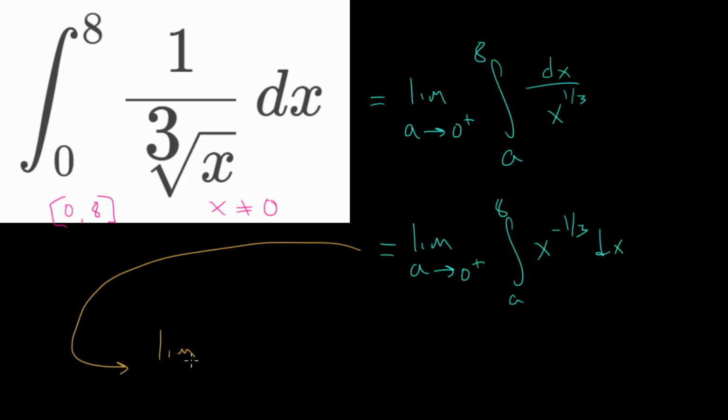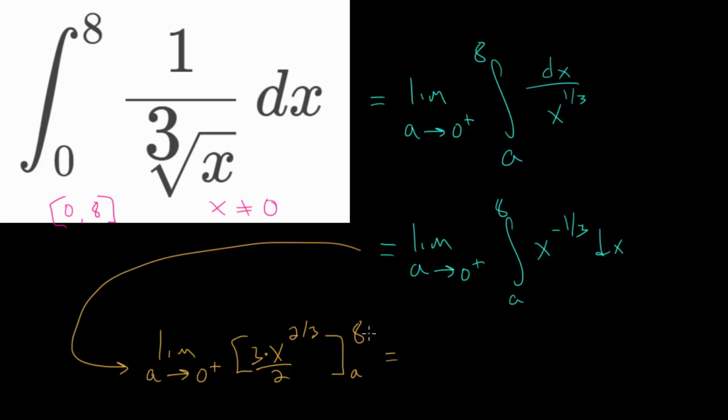We still have that limit as a goes towards 0 from the right-hand side. But now we can actually compute this integral. We add 1 to the exponent, or 3 over 3. So we get x to the 2/3. And then we divide by that new exponent. So we're dividing by 2/3, but that's the same as multiplying by 3 over 2. And we evaluate this expression here between the bounds of a and 8.